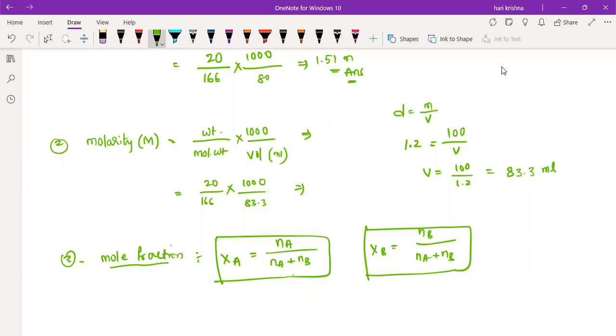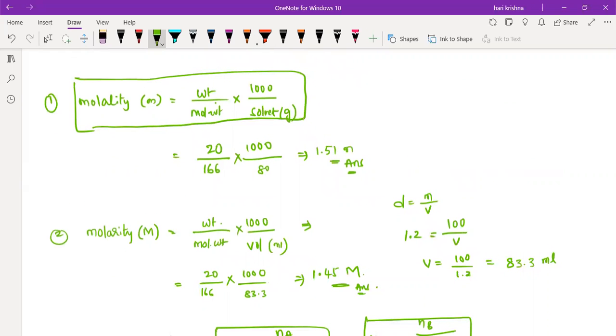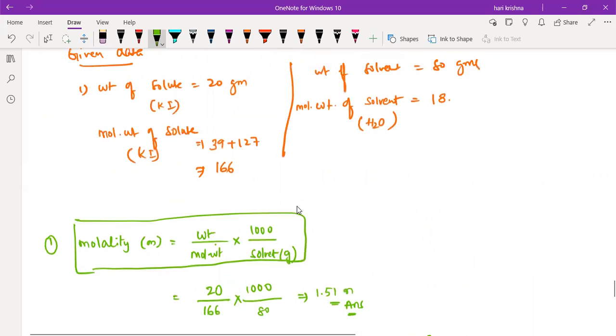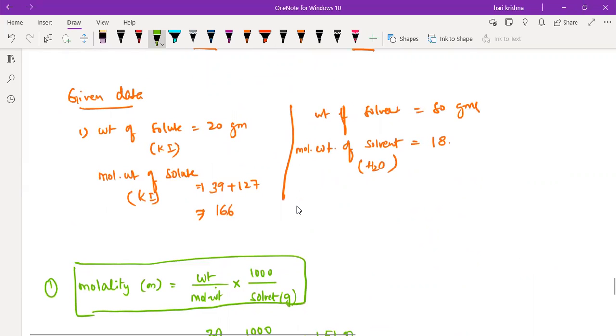So this answer is approximately 1.45 capital M. Okay. So next one is the mole fraction. How to calculate the Na? Yeah, good, Preeti. XA equal to Na by Na plus Nb, sir. That is the XA. So first try to calculate the Na, the number of moles of A. So given weight by molecular weight. That's only the mole formula, right? Yes, sir. Given weight by molecular weight.